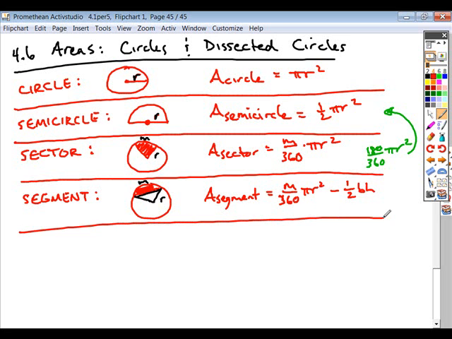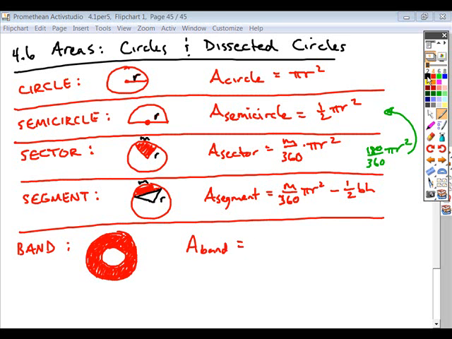Okay. The final type of problem that you're going to see here is referred to as a band. A band is simply the region enclosed between two concentric circles. And so if you take one circle embedded within another, it kind of looks like a little washer. The area of this entire shaded region, or the region between these two concentric circles, is simply found by taking the whole outer circle's area and removing the inner circle from that.